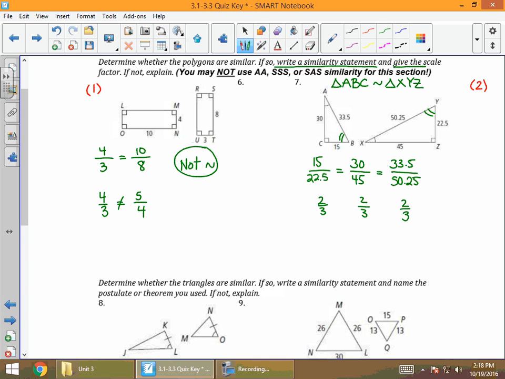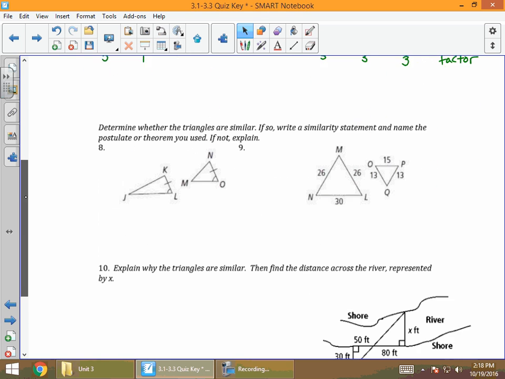Then it says give the scale factor. The scale factor is that reduced fraction, that all the sides reduce down to the same fraction. So 2 to 3 is the scale factor. You got a point if you told me that the scale factor was 2 to 3, and you got a point if you told me that triangle ABC is similar to triangle XYZ.